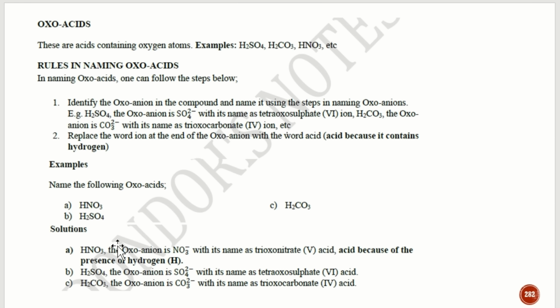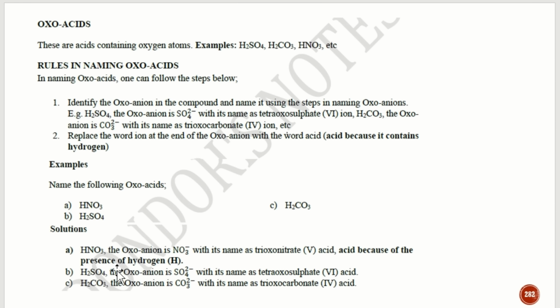3 oxygens will be trioxo. The next element is nitrogen, so we'll remove some letters and put ATE. It becomes nitrate. Then, because it contains oxygen, we'll add the word acid, which indicates it's an acid.